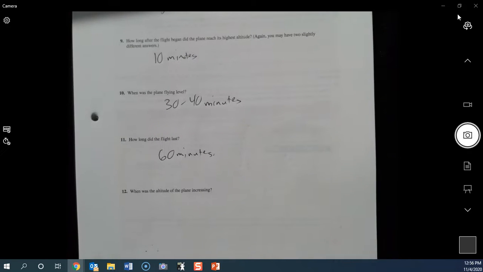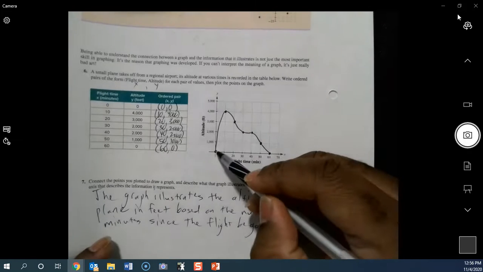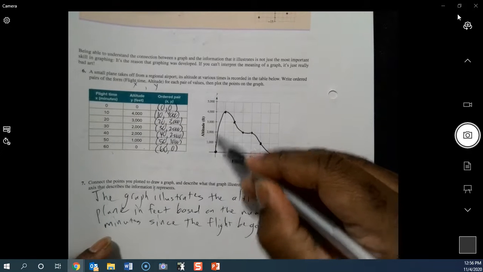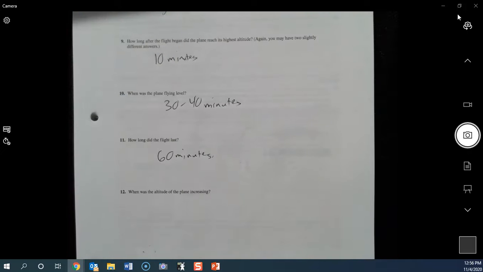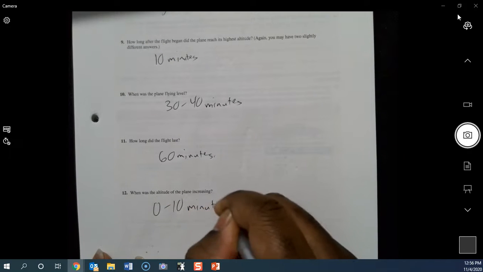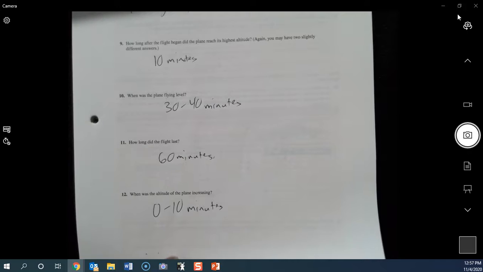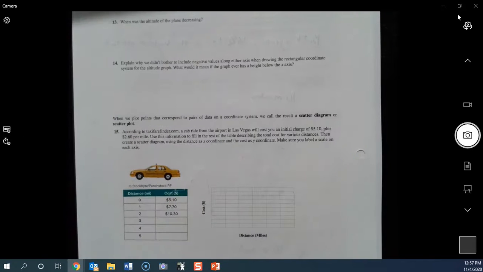Number 12, when was the altitude of the plane increasing? Okay, if you look here, the altitude only increased from 0 to 10 minutes. So it'd be 0 to 10 minutes. After that, it went down or stayed the same and then went down some more. Okay, now we move on to the next page.